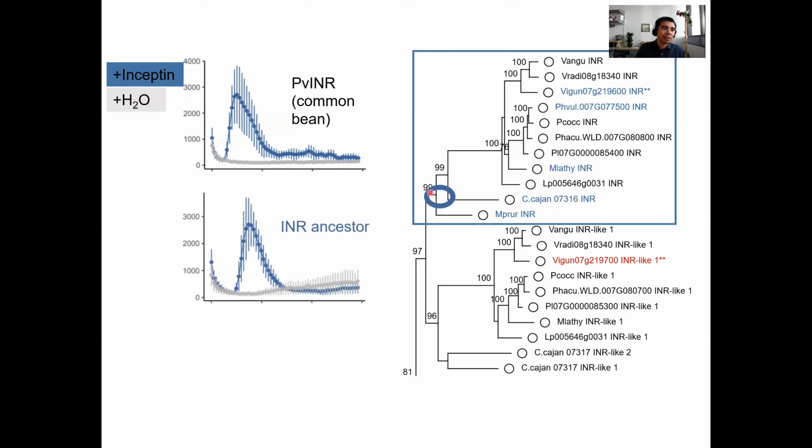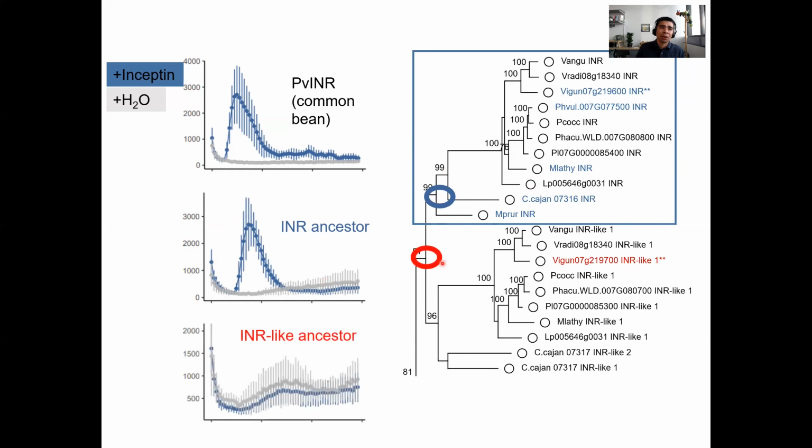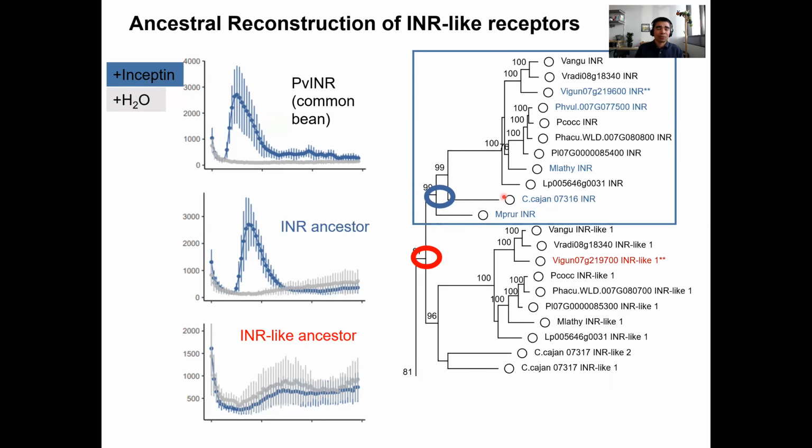So the node here at the base of the INR clade, we reconstructed that ancestral homolog, and it's able to confer a ROS burst, whereas if you go one node further, the INR-like ancestor of this entire set of RLPs is not able to confer this. So this really gives us a lot of resolution into specific changes that mediate gain of function in peptide binding and signaling. And so ancestral reconstruction of these receptors really does narrow it down to just 16 amino acid polymorphisms in the ectodomain of these proteins that gives Inceptin receptor a novel functionality.